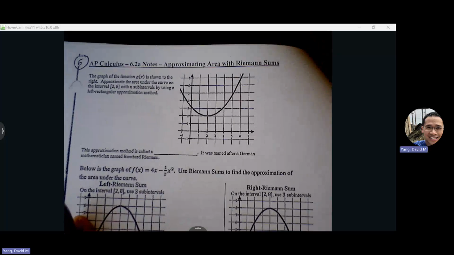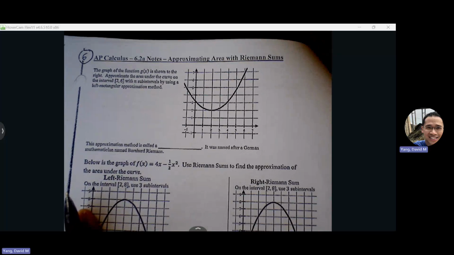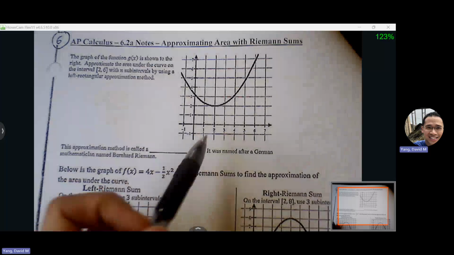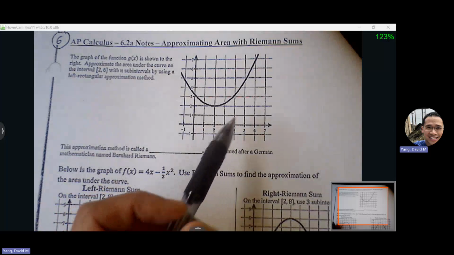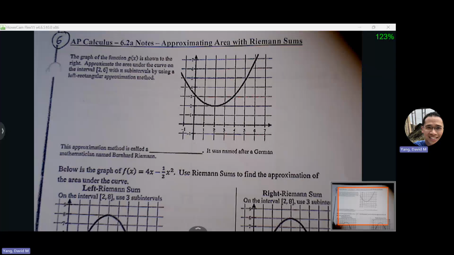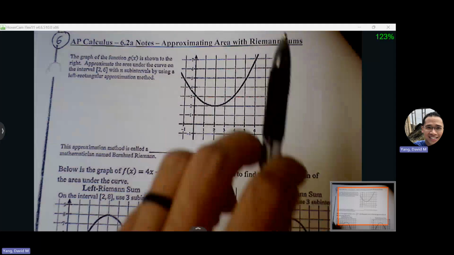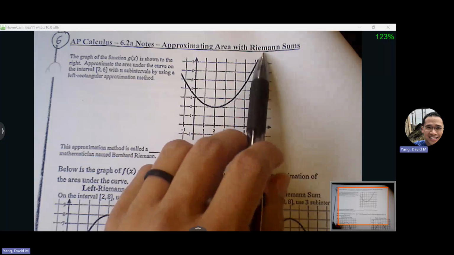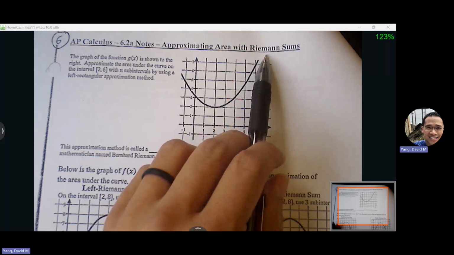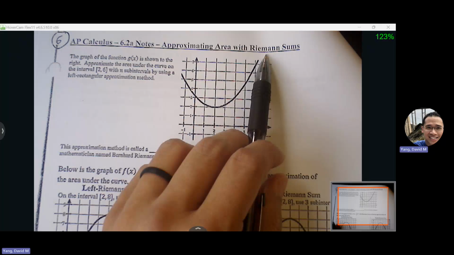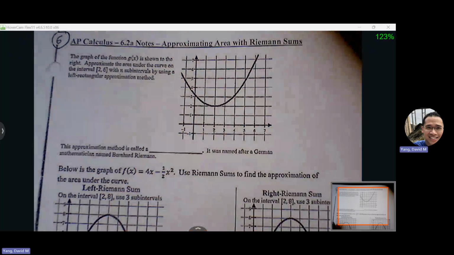But we can do approximations of this graph between the graph and the x-axis. If we're talking about area, using area to approximate, then we want to use the easiest formula that we know, which is rectangles. So we're going to be approximating area using rectangles. We call them Riemann sums. But after that, we're going to move into finding a more accurate way to find area.